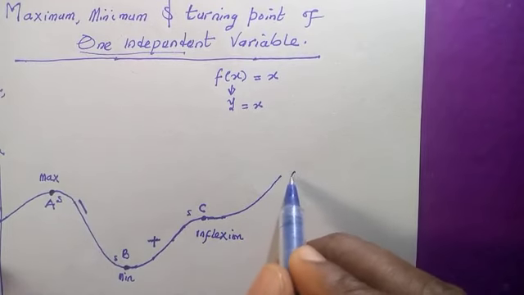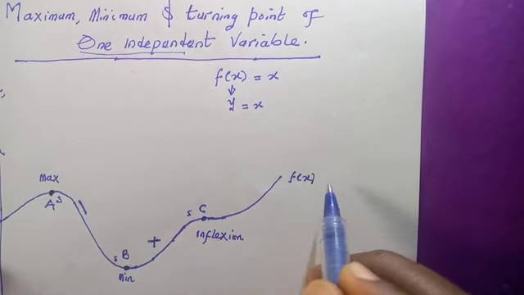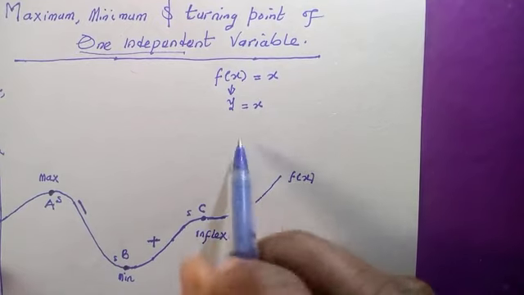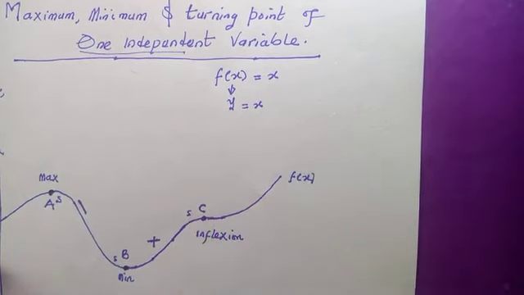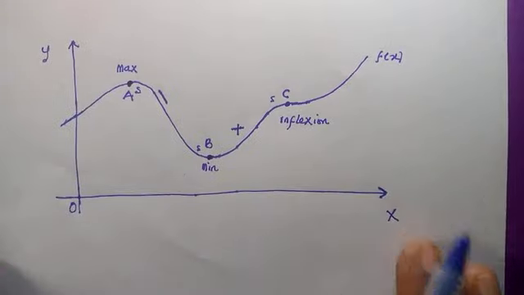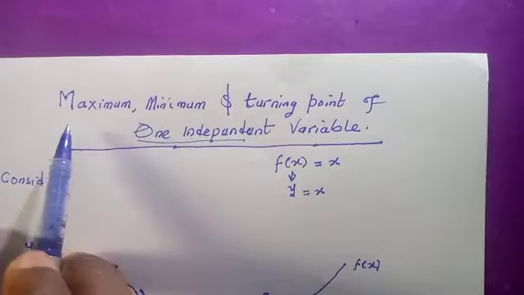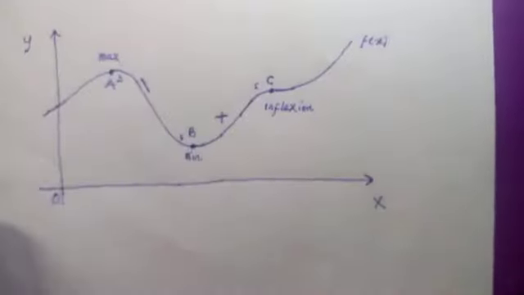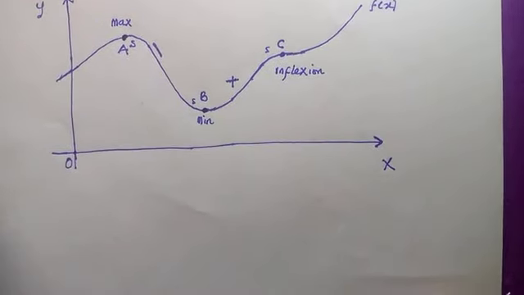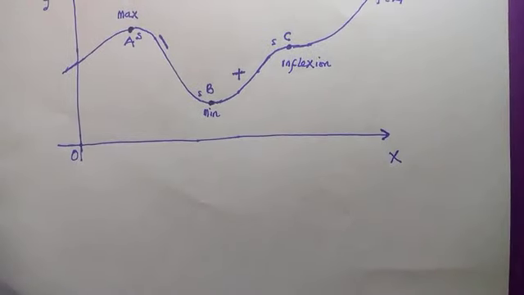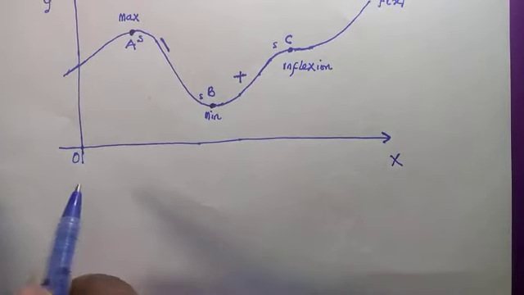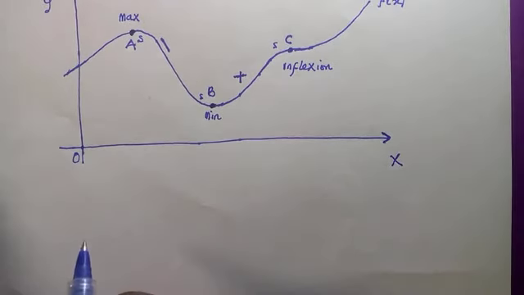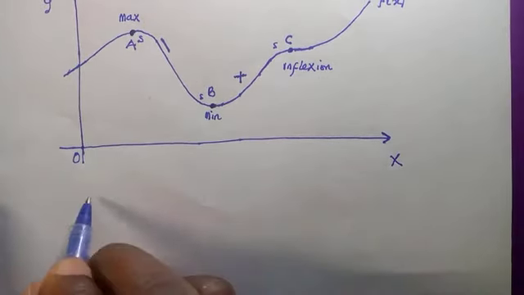So this is indicating the f of x, which is the real function, also along the y-axis. But how can we now get the maximum and minimum? I've already stated, we need to follow this principle, or let me just say the procedure for getting the maximum, minimum and the point of inflection.